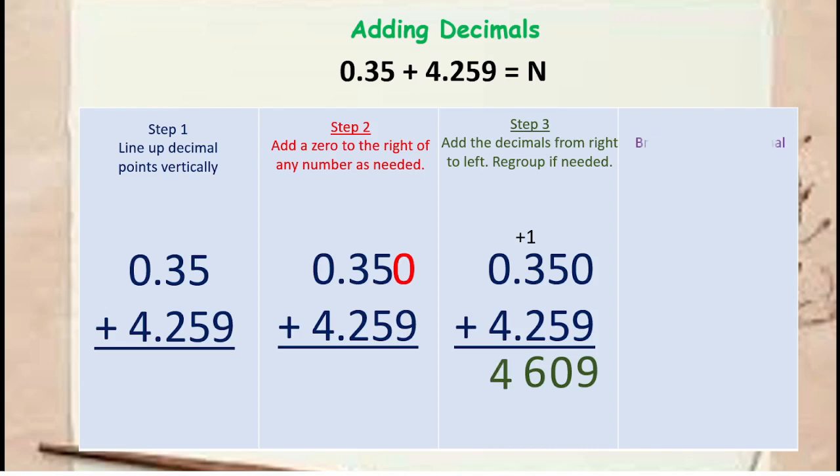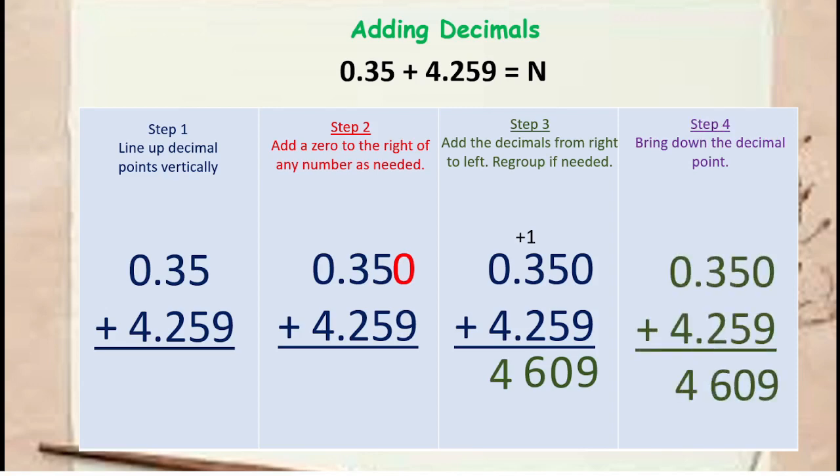After adding all the digits, we now proceed with the last step, which is to bring down the decimal point. The decimal point must be aligned with the given numbers, so the final answer is 4 and 609 thousandths.